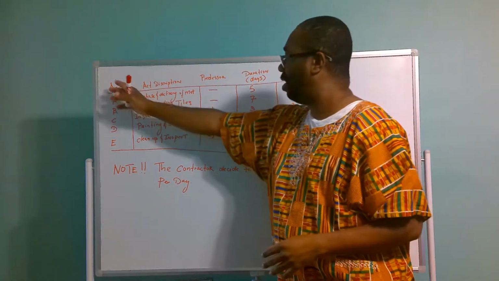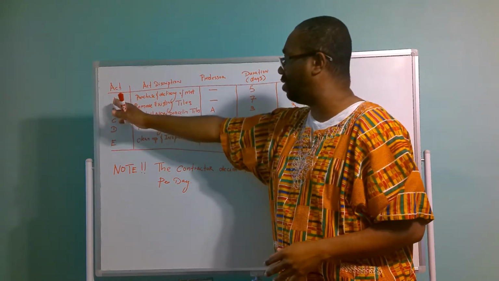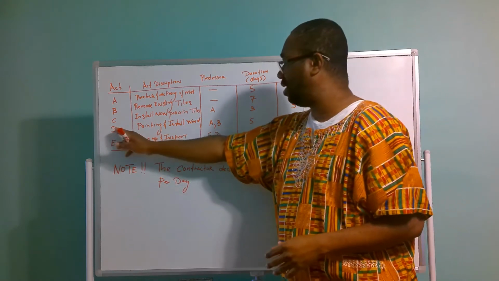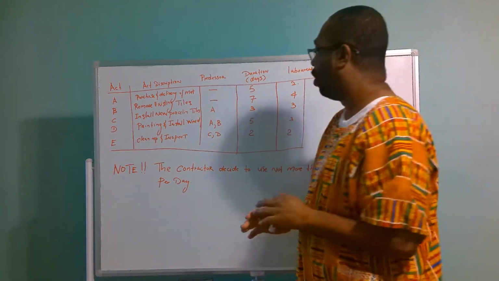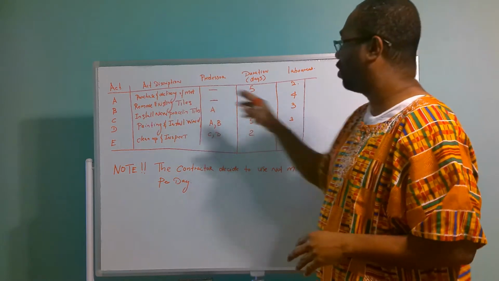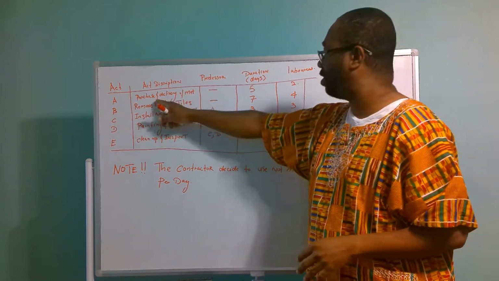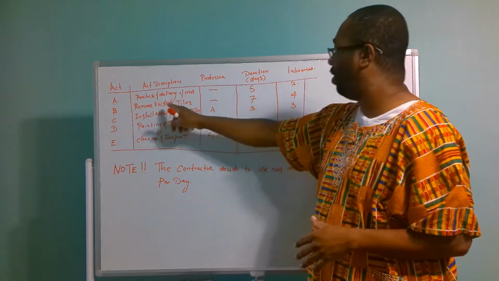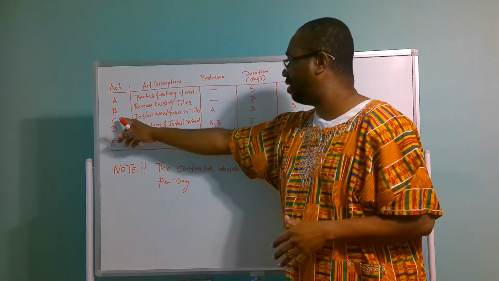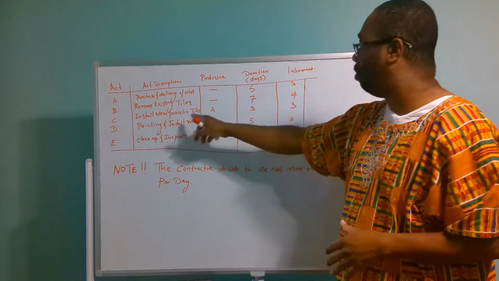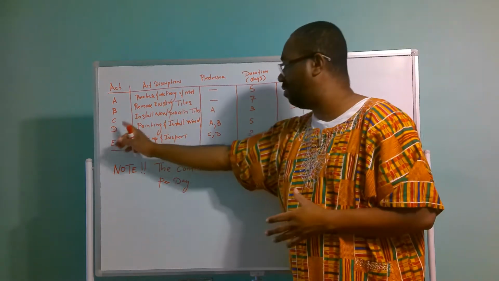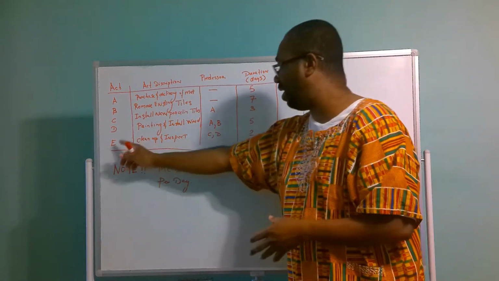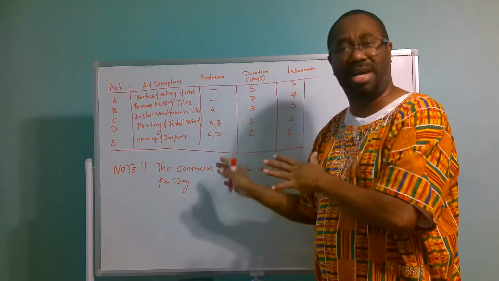So in the activity column, you have activity A, activity B, activity C, activity D, and activity E. Now, the activity description: activity A is purchase and delivery of material. Activity B is removing existing tiles. Activity C is installing new porcelain tiles. Activity D is painting and installing windows. And activity E is cleanup and inspection.